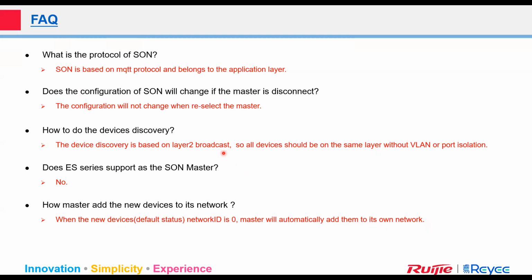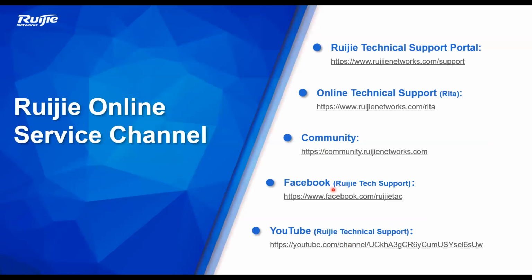On that note, that's it from my end. I think these are the 4 topics that I want to cover today. One is the EG router. Number 2 is the ES switch. Number 3 is the wireless AP. And number 4 is the SON.